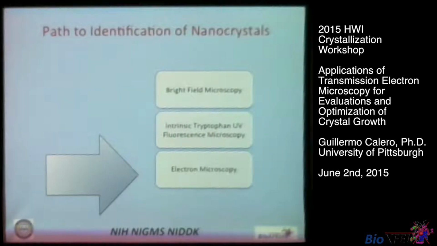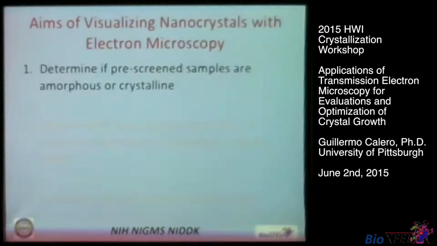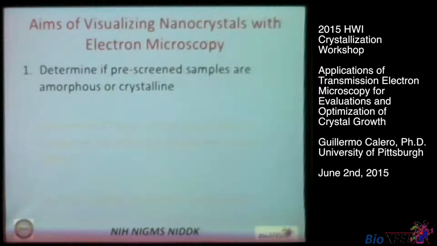Then we decided to do electron microscopy, because that's the natural way. If you're going to look at nanocrystals, why not look at them with the electron microscope? However, there were many technical difficulties. People had already tried to do it, but Hilary had to work out a lot of the problems, and she was extremely successful. The first aim of visualizing nanocrystals with electron microscopy was to determine if our pre-screen samples were amorphous or protein crystals.